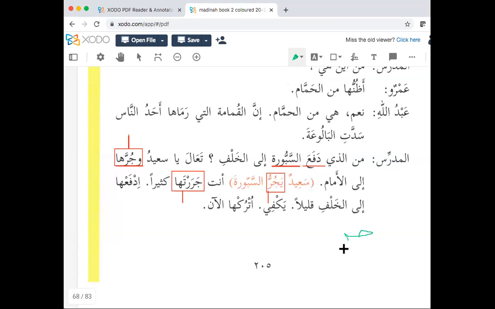So we have here fi'l madi jarra. And fi'l madi is the asl is always mabniyun ala al-fath. It always has a fatha at the end, okay? When it's not being joined to any dhamir, it's going to end up with a fatha. Okay, fi'l madi jarra. Then you have yajurru.